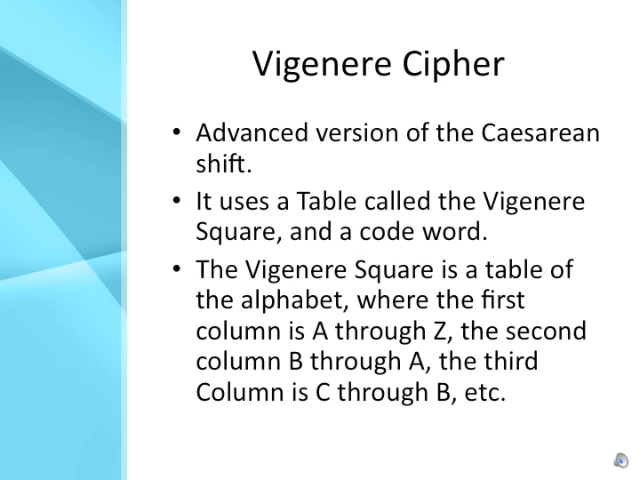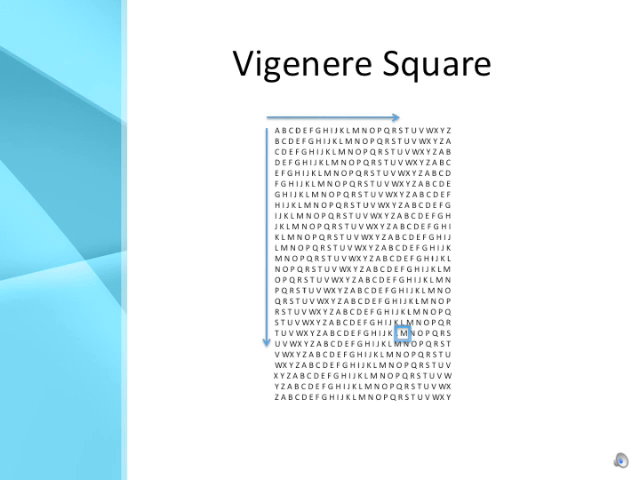Another type of encryption is called the Vigenère cipher. This type of encryption uses a table called the Vigenère square and an arbitrary code word. To encode a word, the encoder follows the column corresponding to the first letter in the code word until they reach the row of the first letter in the word to be encoded. Where these two meet is the encoded letter. Continue this to encode the whole word.